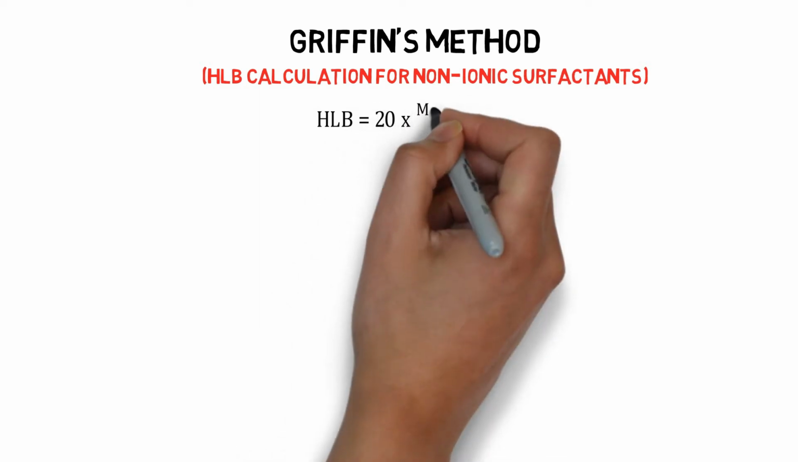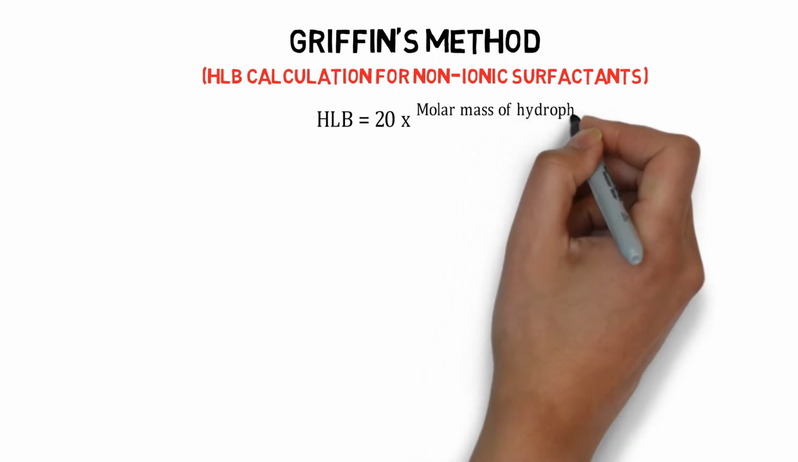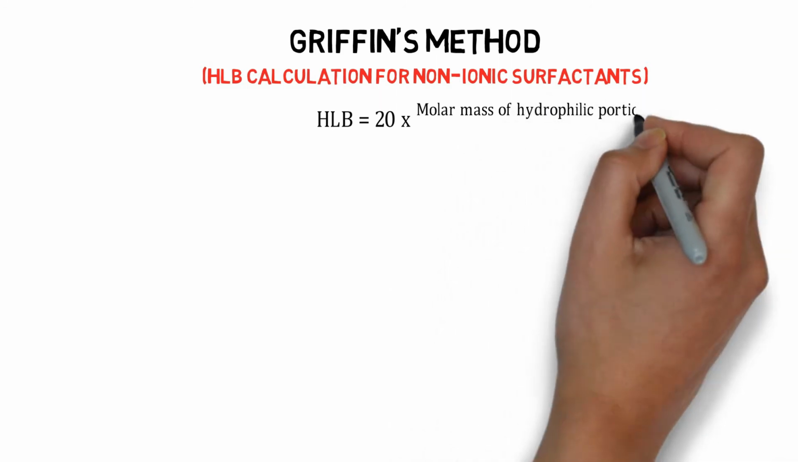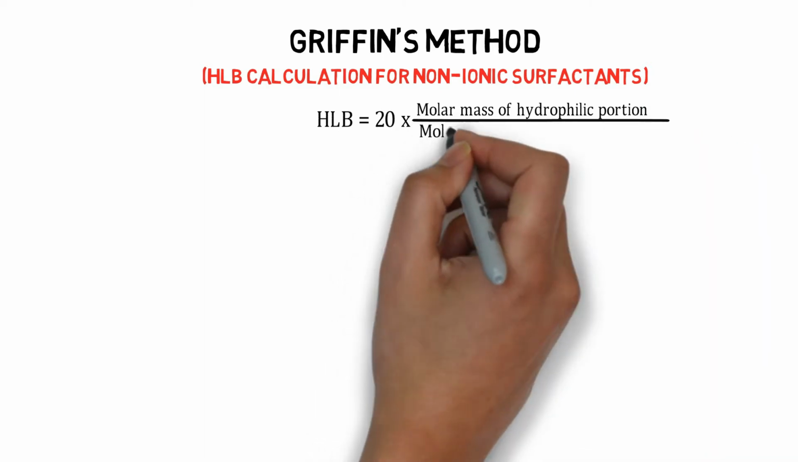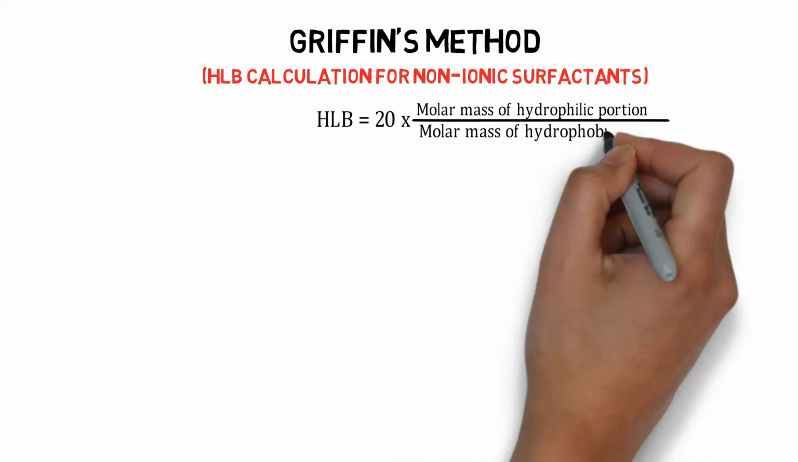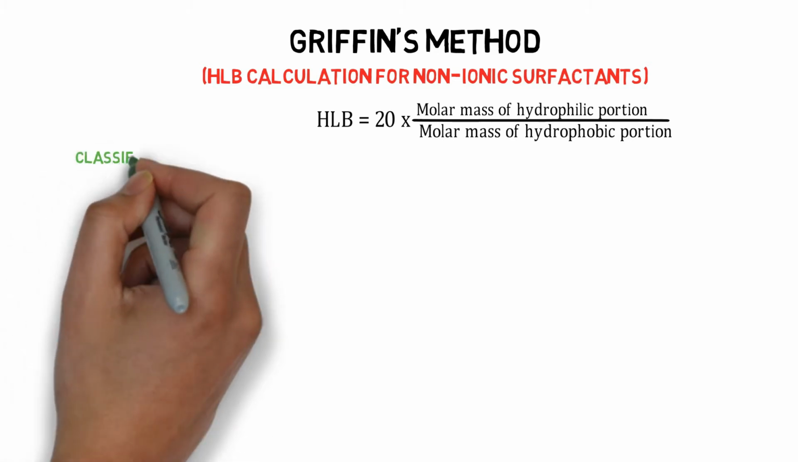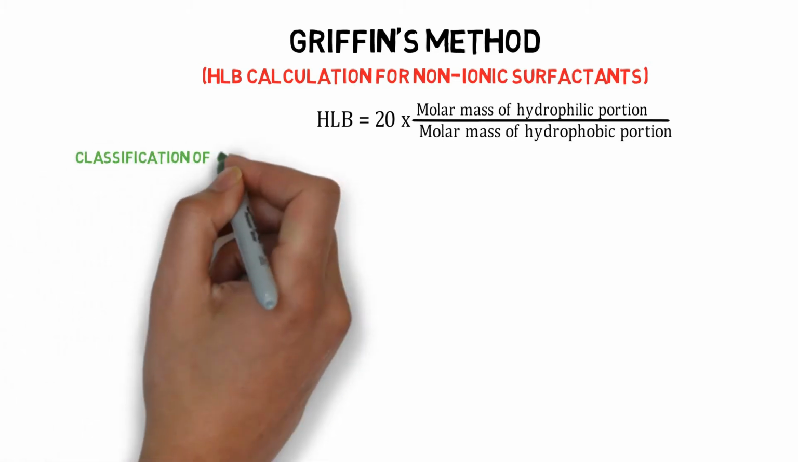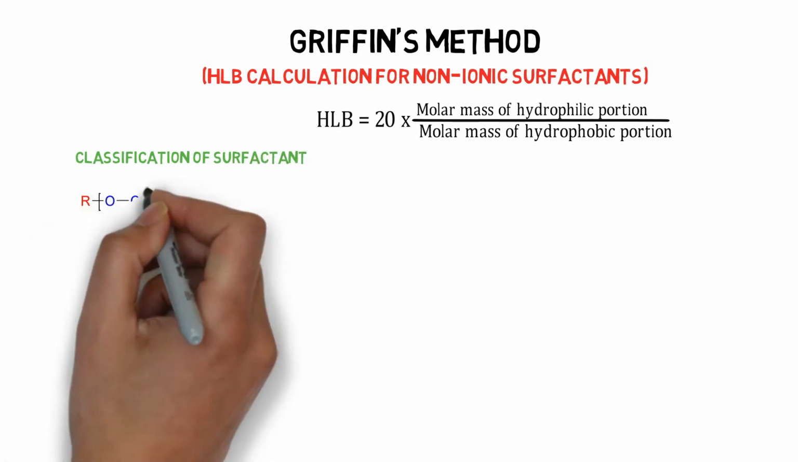The most general formula for calculating HLB is shown here. That is, HLB is equal to 20 multiplied by the molar mass of the hydrophilic part of the surfactant divided by the molar mass of the hydrophobic part of the surfactant. Now, the problem is, for calculating HLB, one formula cannot be applied to all types of surfactant. For this reason, William Griffin classified the non-ionic surfactants and introduced a new formula for each class of surfactant.